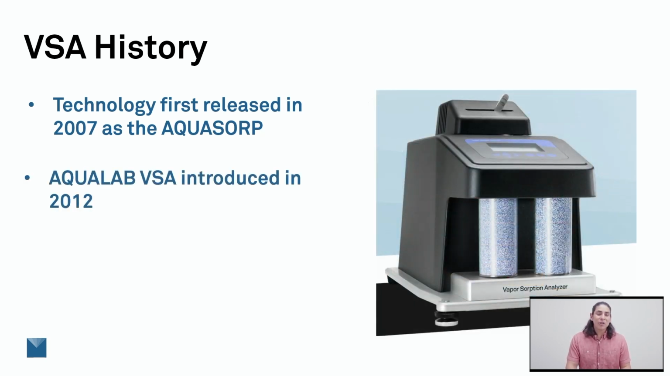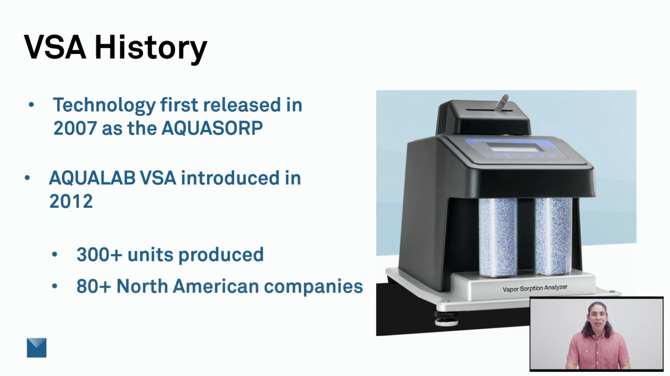Now in 2012, we replaced the AquaSorp with the AQUALAB VSA. We realized that it was really important to be able to use the DDI method as well as the DVS method. So again, this is the only instrument capable of both methods. As of the filming of this video, over 300 units have been produced. There are over 80 North American companies currently using the VSA, and it can be found all over the world in at least 27 countries.